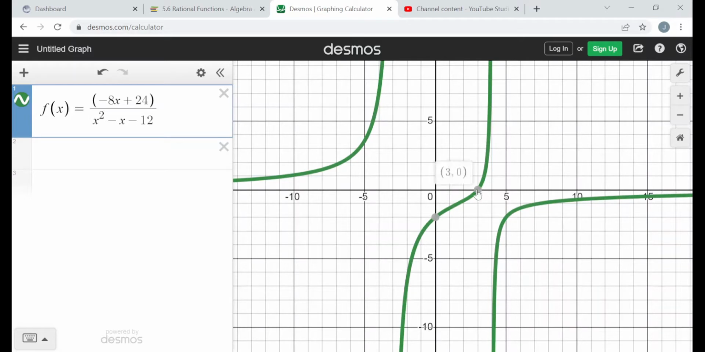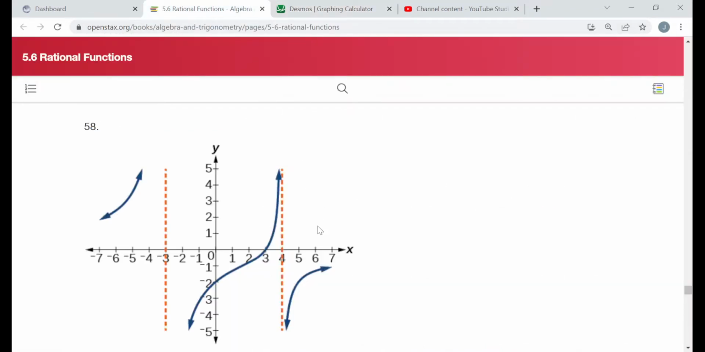You got 3, 0 crossing over, you got 0, negative 2, going to infinity to the left of negative 3, going to negative infinity to the right of negative 3, going to positive infinity to the left of x equals 4, going to negative infinity to the right of x equals 4. Looks pretty darn close to this. All right, so I think my function is pretty good, and I'll stick with it.